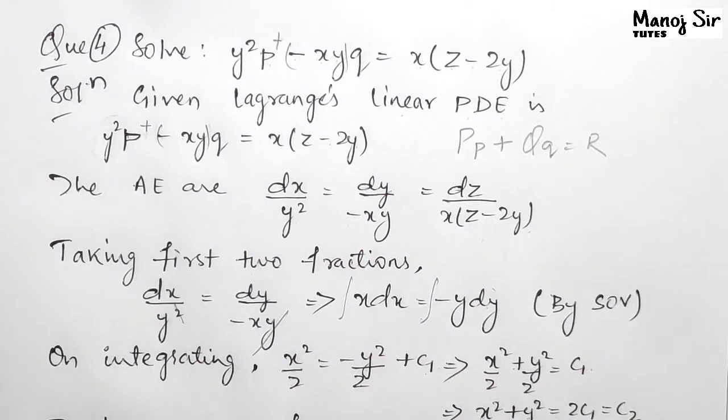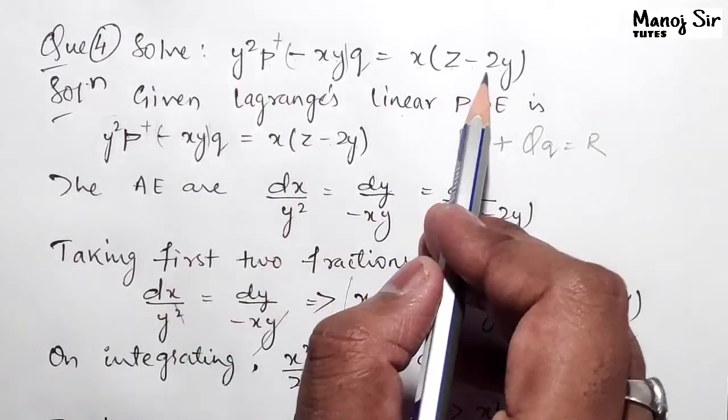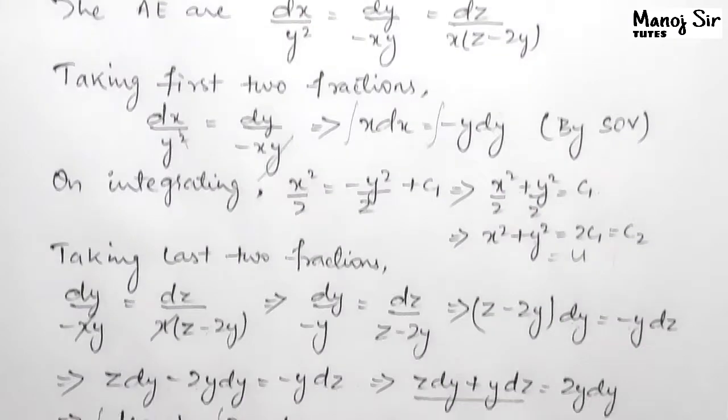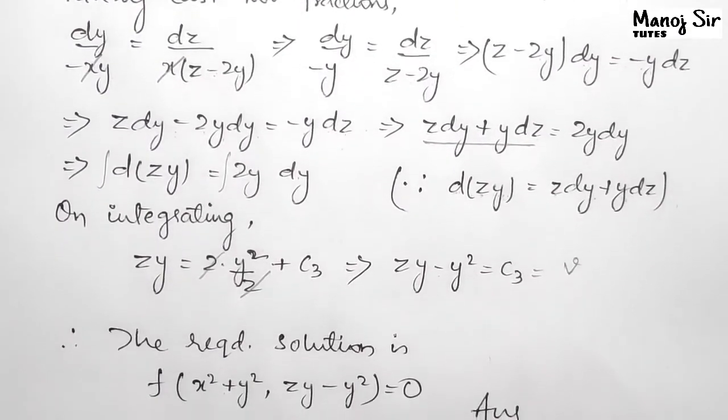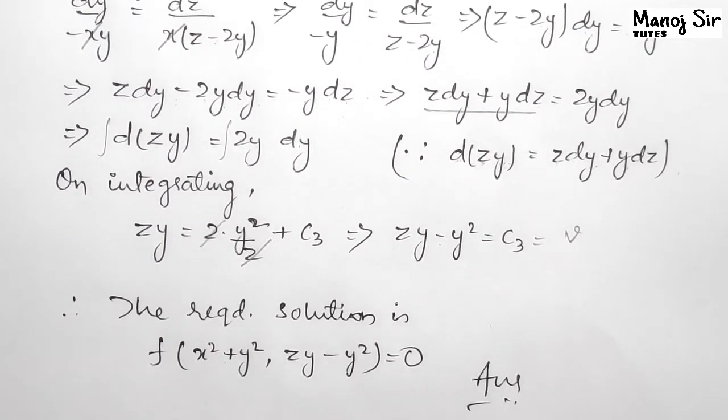So the solution for this equation is given by f of u comma v equal to 0, where u equals to x square plus y square and v equals to zy minus y square. So f of u comma v equal to 0, where f is what? F is an arbitrary function.